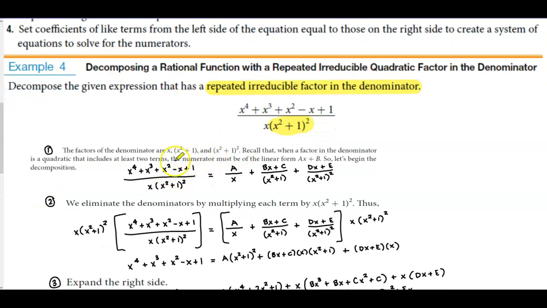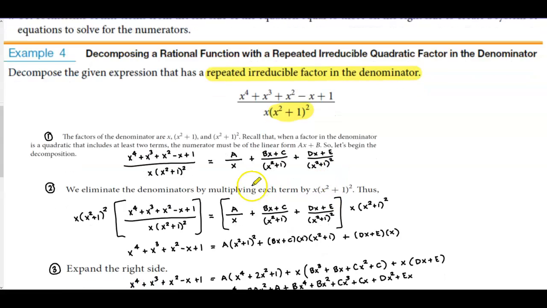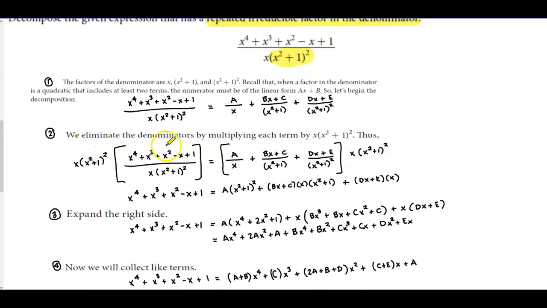So here we have our rational expression on the left side. We have a divided by x plus bx plus c over x squared plus 1 plus dx plus e over x squared plus 1 squared. Number 2, we're going to eliminate the denominators by multiplying each term by the LCD. The LCD is x times x squared plus 1 squared. So we multiply the left side and we're left with the numerator. Multiplying it by the right side, if we eliminate the x for the first term, it's going to be a times x squared plus 1 squared.